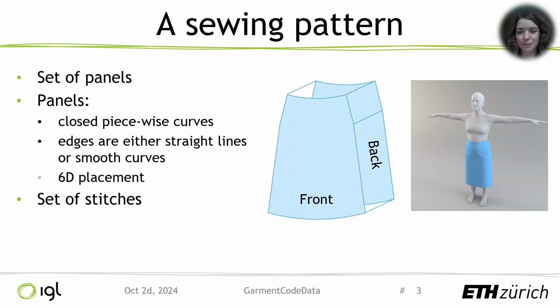A sewing pattern is a basic representation of a garment, of how the garment is constructed. It usually consists of a set of panels that represent the individual pieces of fabric. Each panel is usually represented as a closed piecewise curve, where edges are either straight lines or smooth curves. Each panel has information on its placement around the body so that we know its role in a garment. And the pattern usually includes a description of stitches, of how these panels are to be combined together to form a full garment.